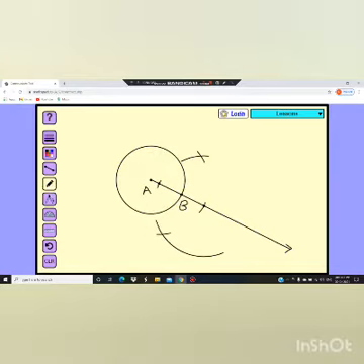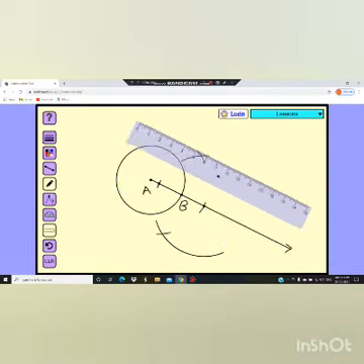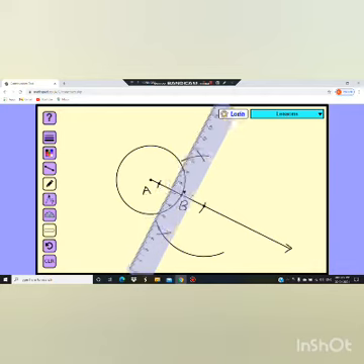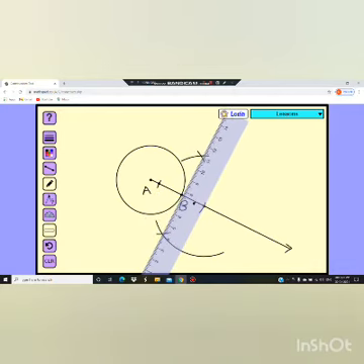Okay. Now take a scale. Both the sides show the arrow. This is your tangent to the circle A with the center, 2.7 centimeter, passing through the point B.